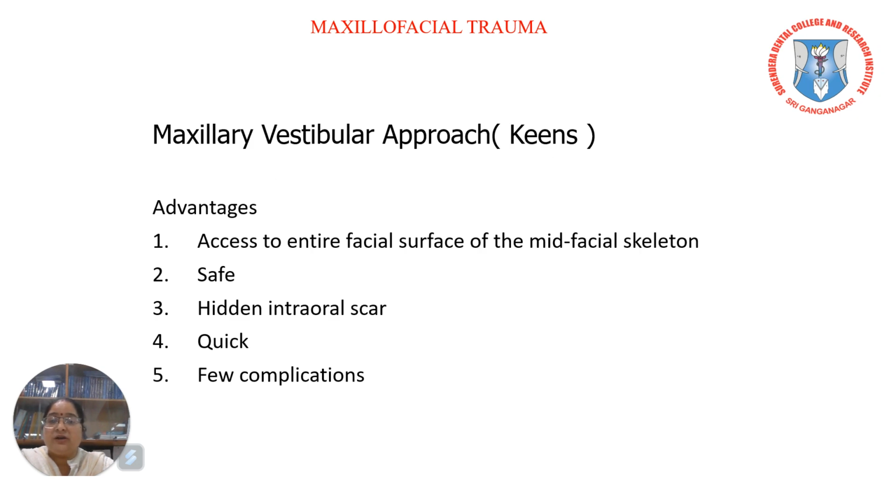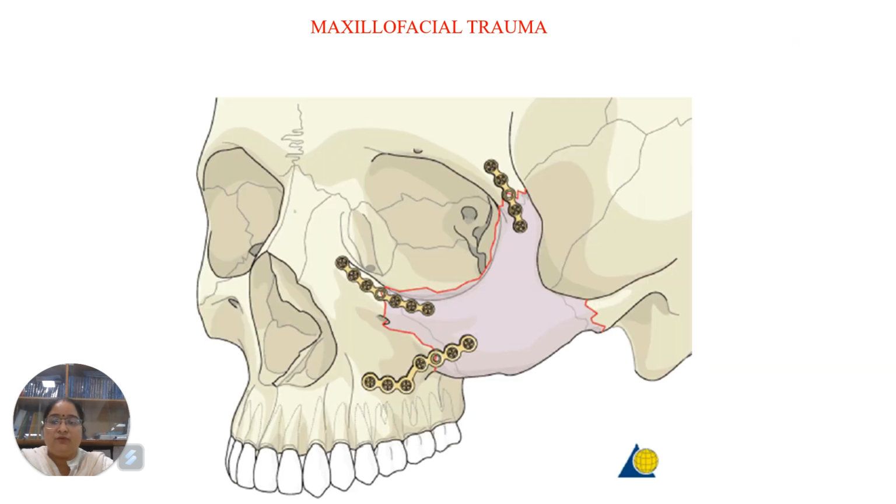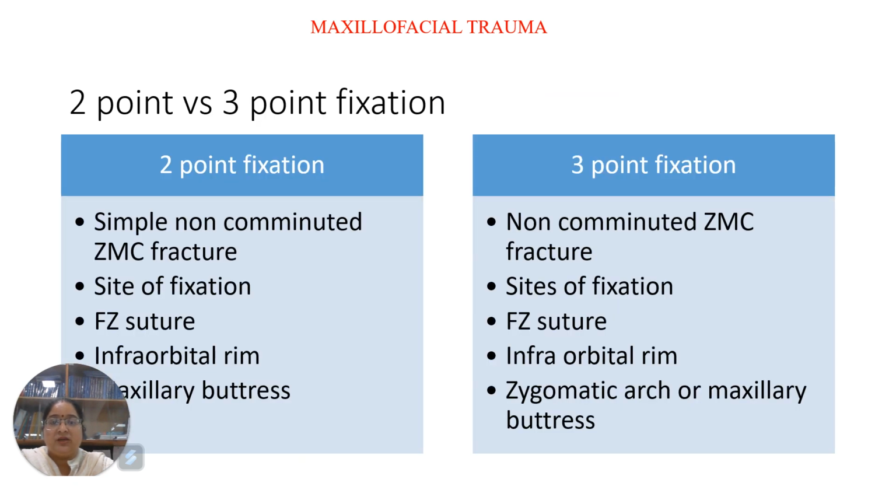So, what are the advantages of the maxillary vestibular approach? Access to the entire facial skeleton of the midfacial region. It is safer. A hidden intraoral scar is there. Quick and having few complications. There are various areas where we can place the plates, that is the frontozygomatic suture, infraorbital rim and zygomatic buttress area. There are concepts of 2-point or 3-point fixation.